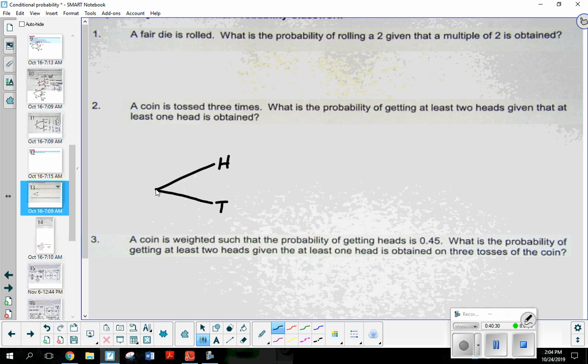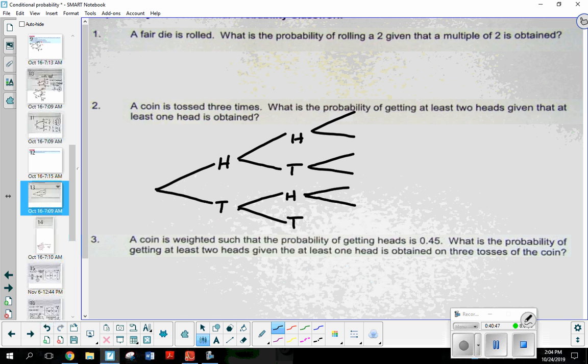Okay. So then we're going to branch off again for the second toss. So here's another heads, here's another tails, heads, tails. And then finally we have a third coin toss. Okay, so let's see if I can fit these together. Heads, tails, heads, tails, heads, tails, heads, tails. Ooh, there we go.